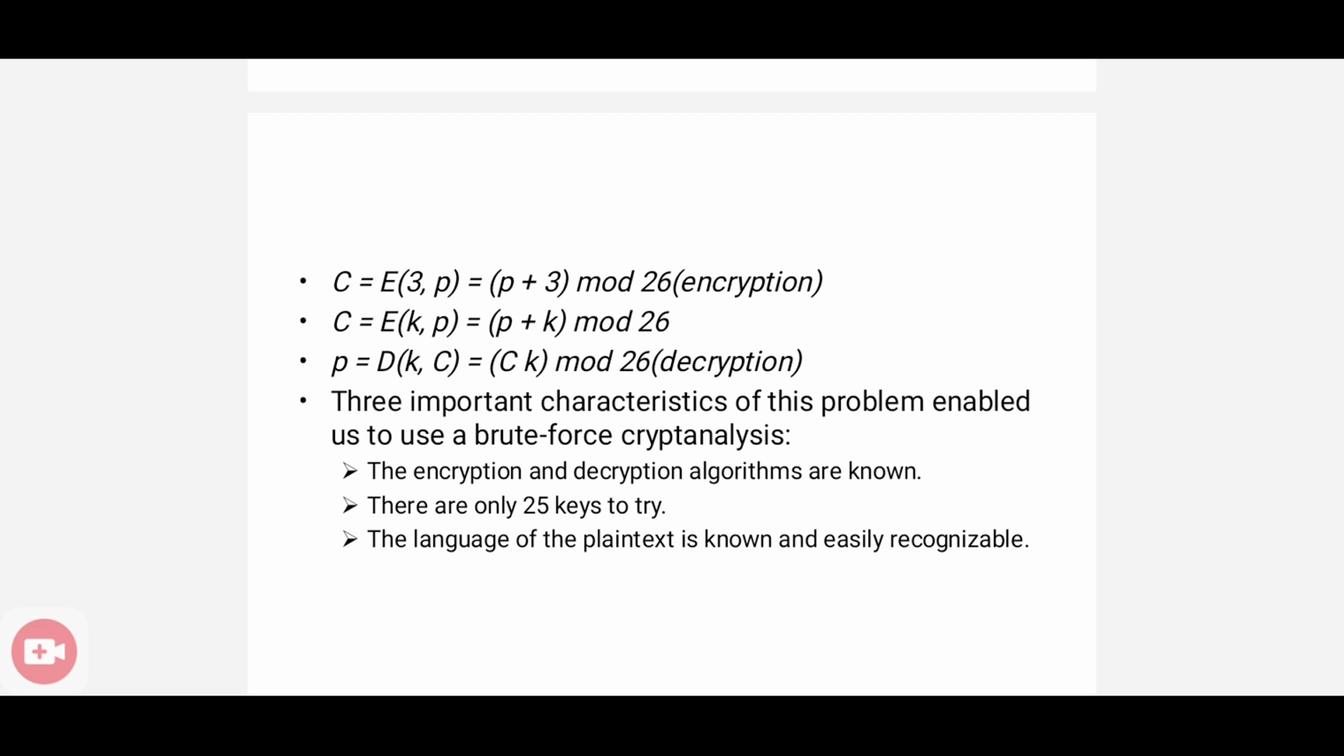So encryption is P plus 3 mod 26. That is the general algorithm that's used for encryption. In the case of decryption, it is C minus K mod 26. That is the decryption process. So this is a simple technique in which 3 is used as the key element.